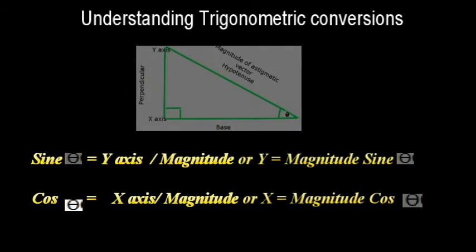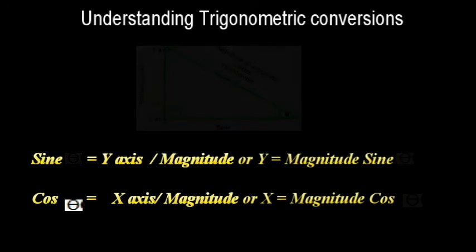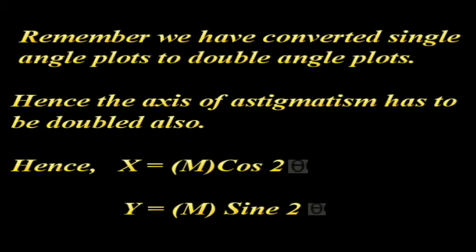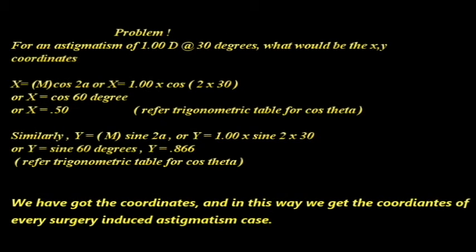We started by converting the single angle plots into double angle plots. So basically 180 degrees does not remain a half, a semicircle. We have converted 180 degrees into a full circle by doubling the meridian. So what it means is that if you have astigmatic data of 30 degrees, it is now 60 degrees. We will interpret it as 60 degrees to marry the principles of trigonometry with the refractive data.